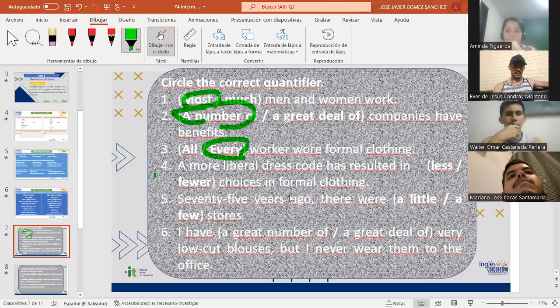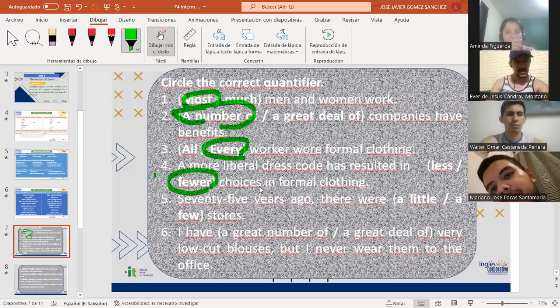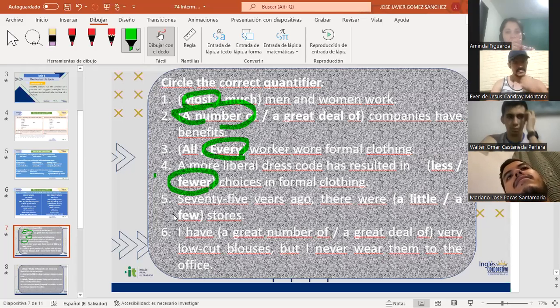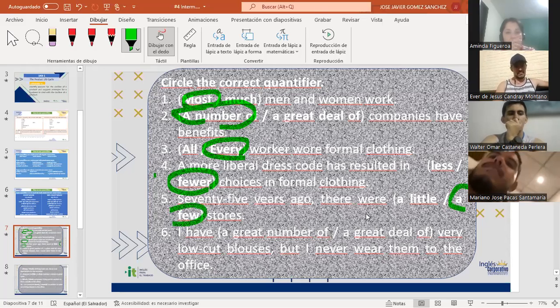So, Ever, help me. Number four, please. A more liberal dress code has resulted in less or fewer choices. Fewer choices. Fewer. Thank you. Carla Vanessa, please. Number five, please. 75 years ago, there were a few stores. A few, right? A few stores.